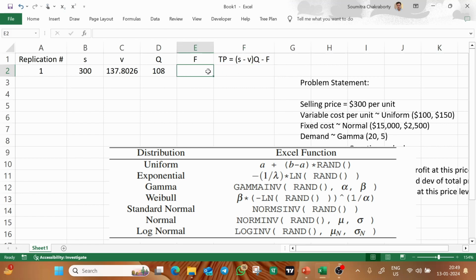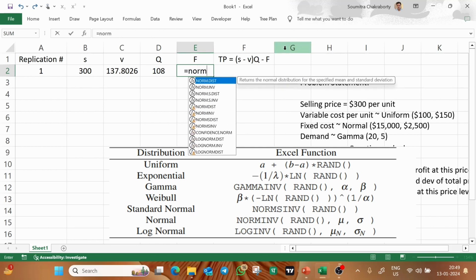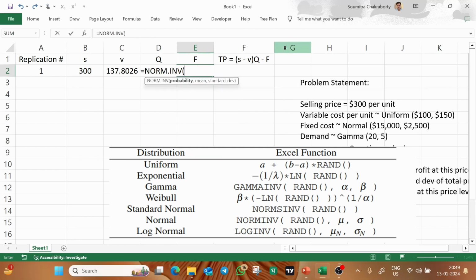Now the fixed cost follows a normal distribution. What is the formula? You see here, the NORM.INV formula. For NORM.INV, the probability is again a random number, rand. The mean is 15,000 and the standard deviation is 2,500. So this is your fixed cost.